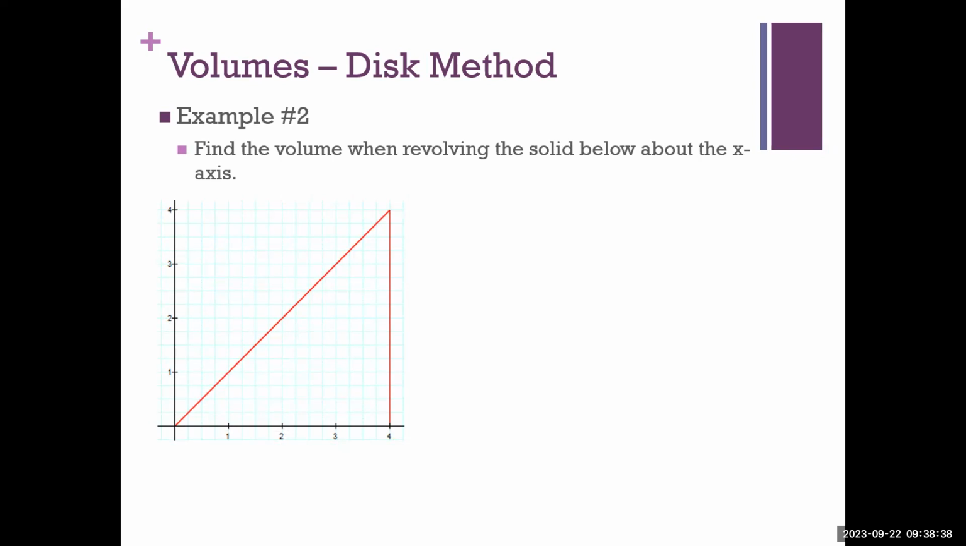You might have seen a video before where if you take a cylinder of a certain height and radius and a cone of the same height and radius, the cylinder can fill up the cone 3 times. So the volume of a cone is 1/3 pi r squared h.